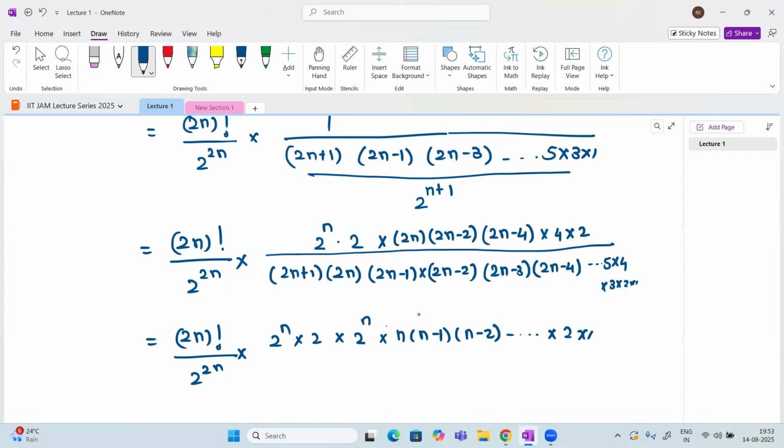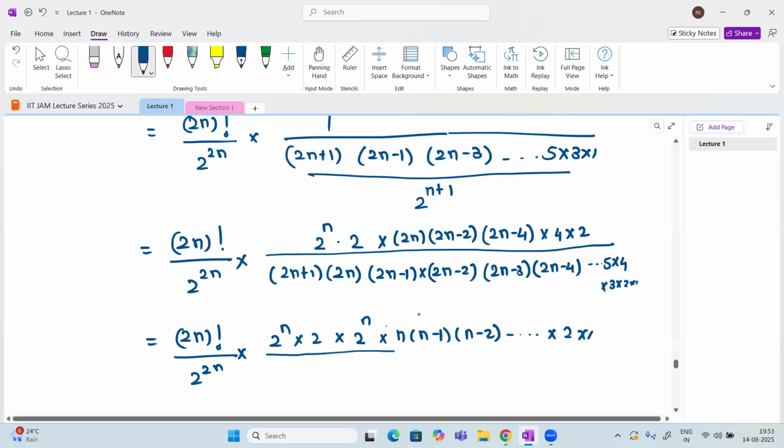From this term, I took 2 common. Here also 2 common, 2 common. 4, I took 2 common. So 2 into 2, and here also 1. So that's why I got this step. In the denominator, all terms we have got. So this is 2n plus 1 factorial. Agree with me?